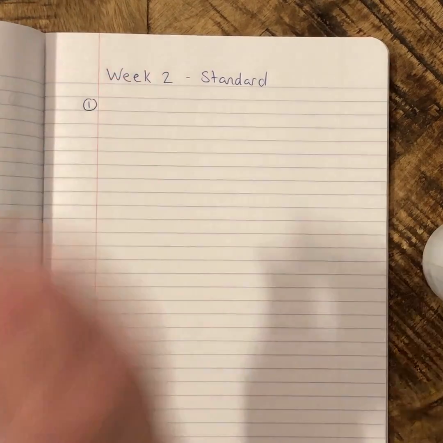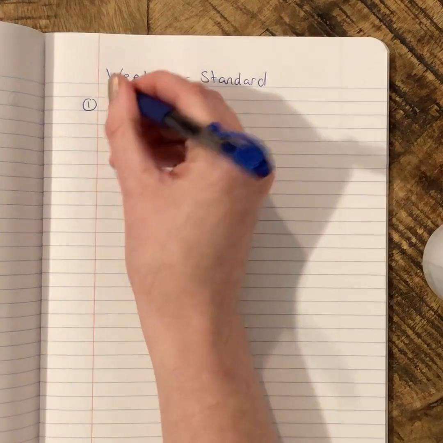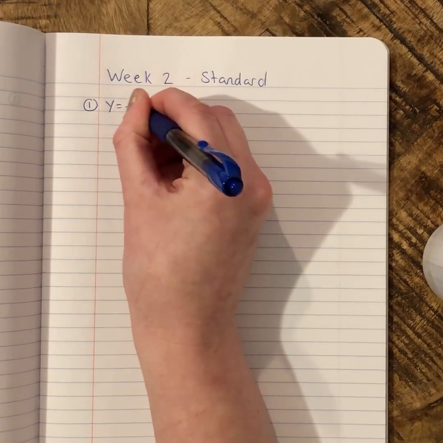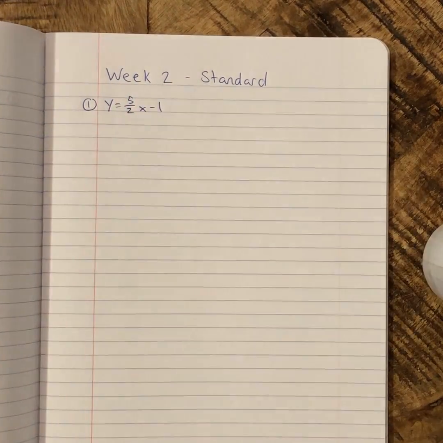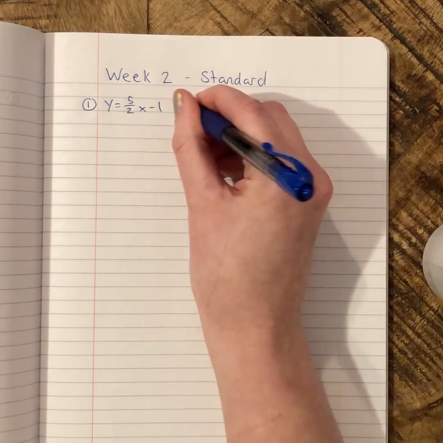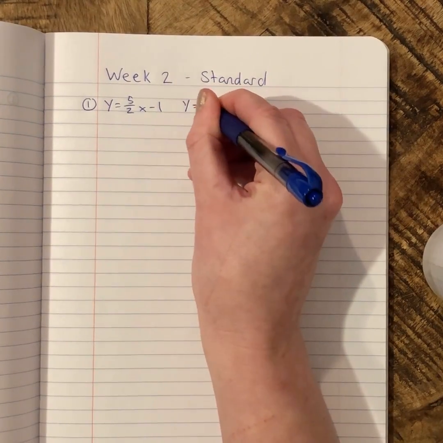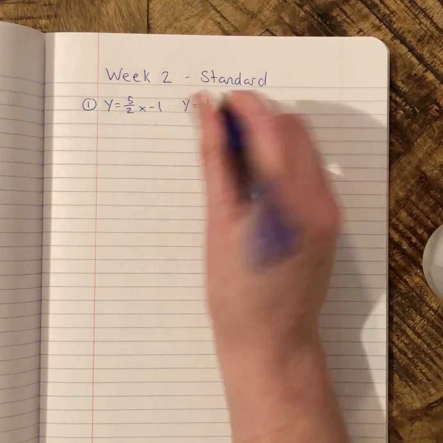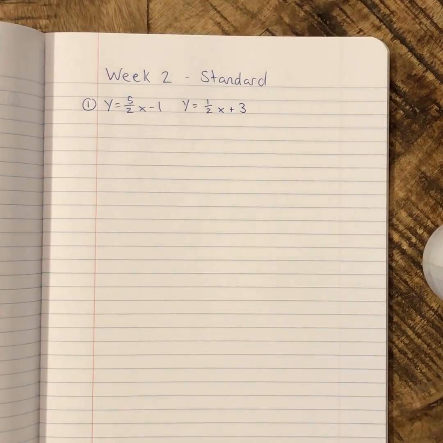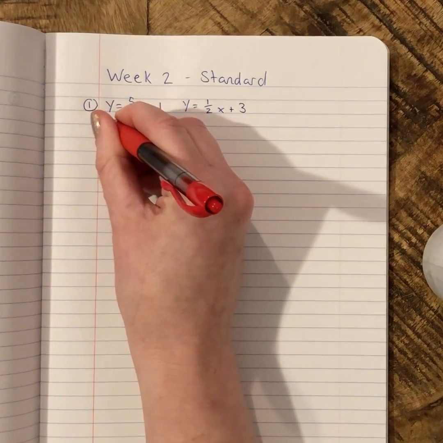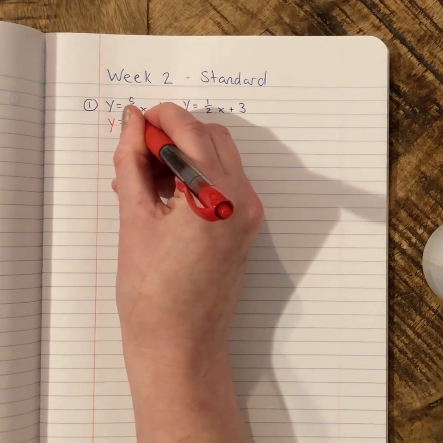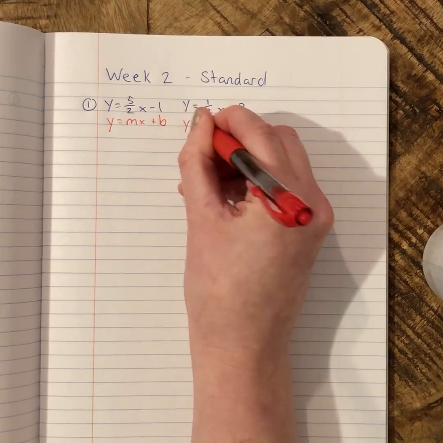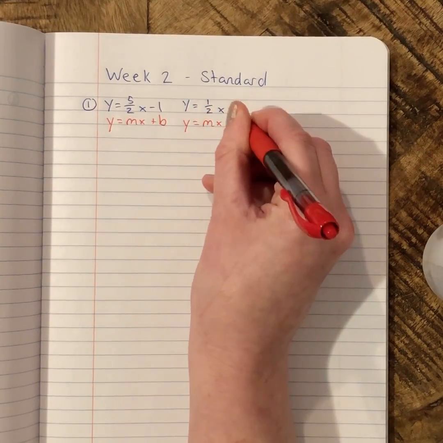Number 1, you have 2 linear equations. The first one is y equals 5 halves x minus 1. And the second linear equation is y equals 1 half x plus 3. Linear equations mean this is y equals mx plus b, y equals mx plus b.